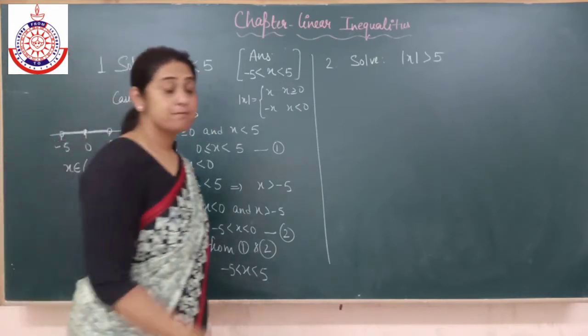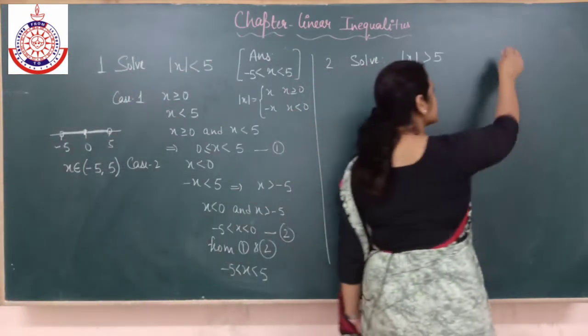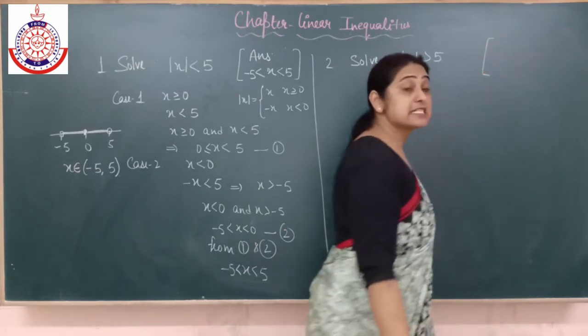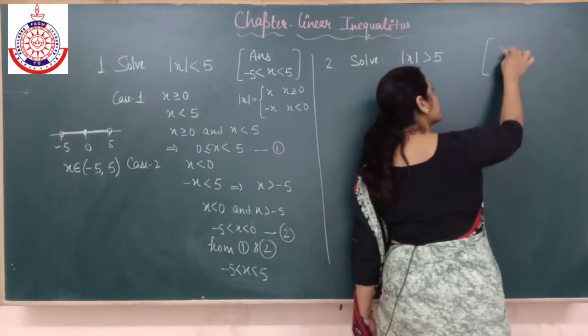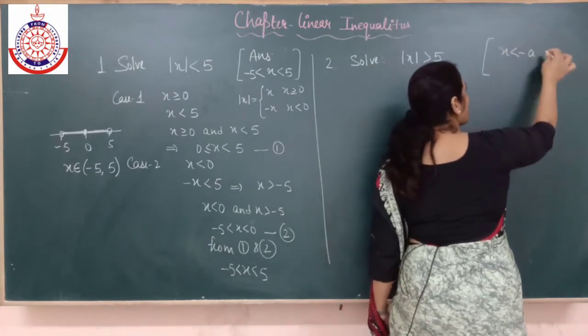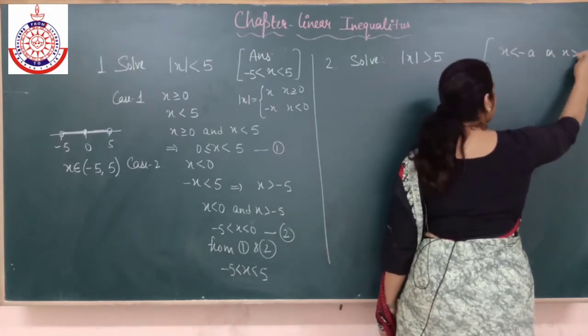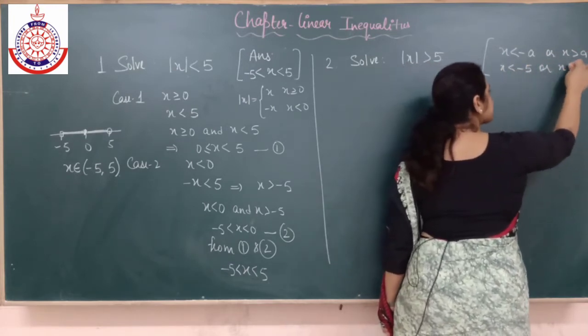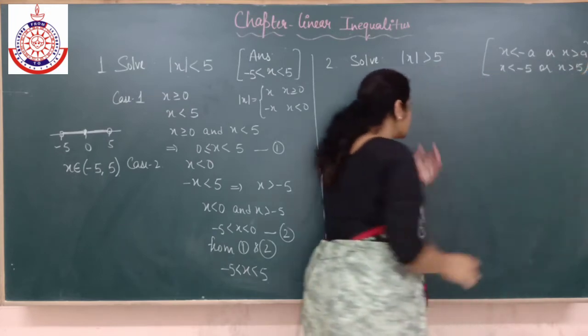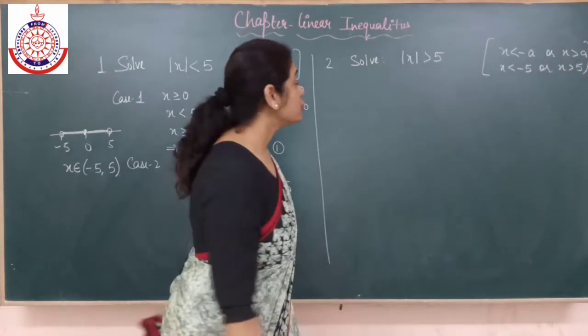Similarly, let's solve this. I know the direct answer. What would be my answer? This is the second result. If modulus of x is greater than a, that means my answer would be either less than minus a or greater than a. That means my answer is going to be x less than minus 5 or x greater than 5. That's my answer. I know the answer directly, but I need to solve it.